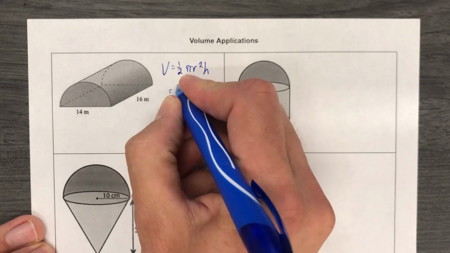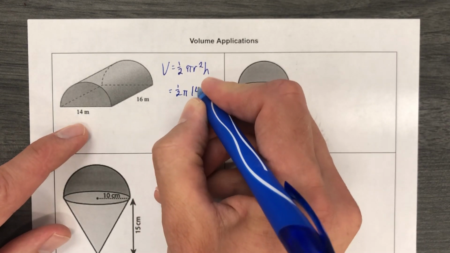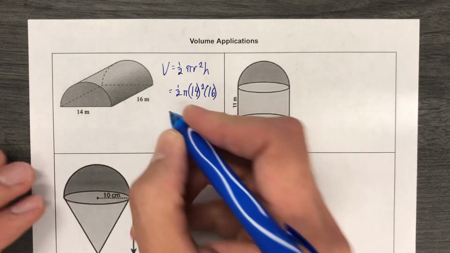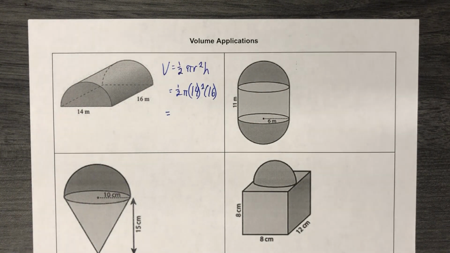So let's do it. 1/2 pi times the radius squared. That'd be 14 squared. And then we're going to multiply by 16. And we will do this first by putting it in terms of pi. So we are not going to type the pi in the calculator. And then we're also going to do it where we multiply by pi. And that'll give us a decimal answer.